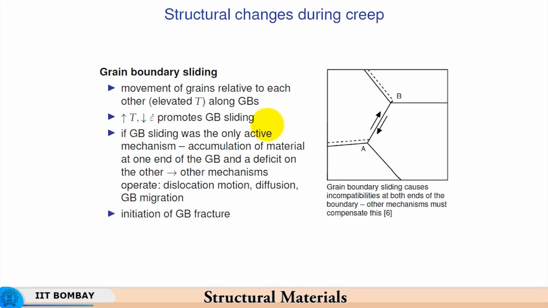So, this is something which we need to understand, that there can be more than one mechanism operating. So, dislocation motion, diffusion, grain boundary migration also is another possibility. So, this is a very important aspect of creep, namely grain boundary sliding, where a material can accumulate at one end of the grain boundary and there is a deficit of material. So, here you will find that as this grain boundary has been sliding away on that side, you are likely to create a discontinuity over here. So, after of course, significant amount of strain, you get discontinuity generated, and then beyond a certain limit you will have grain boundary fracture as well.